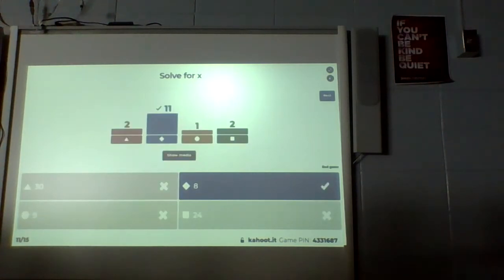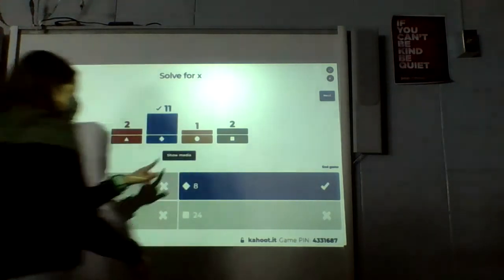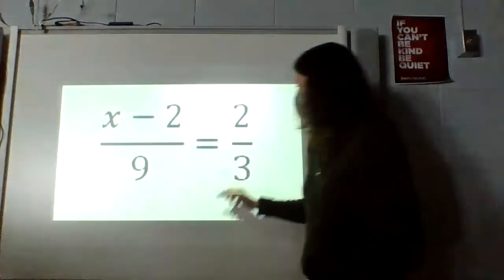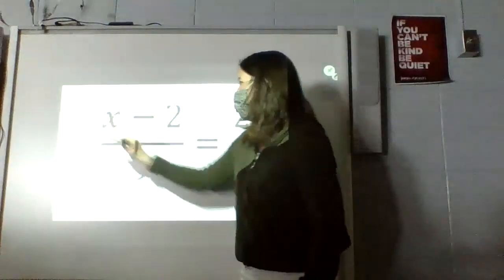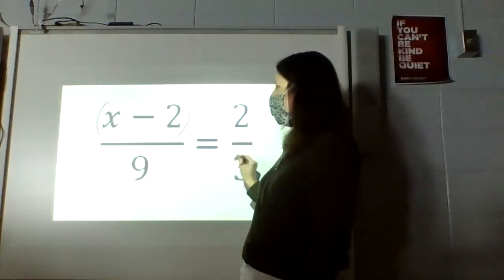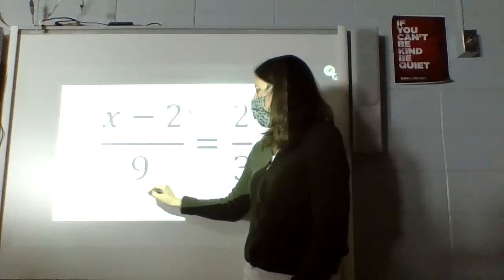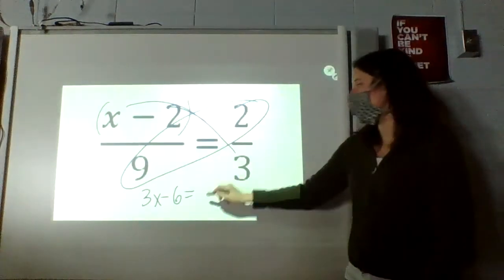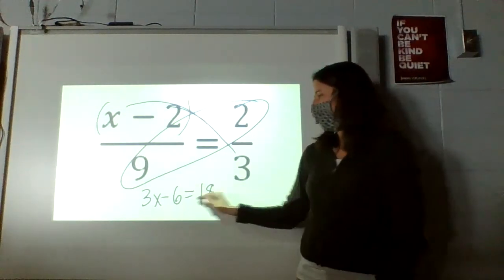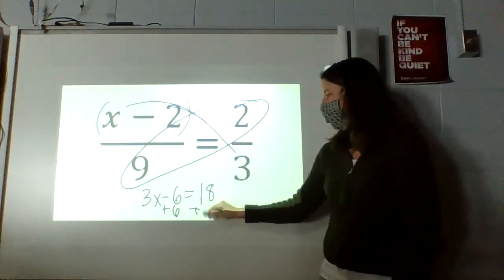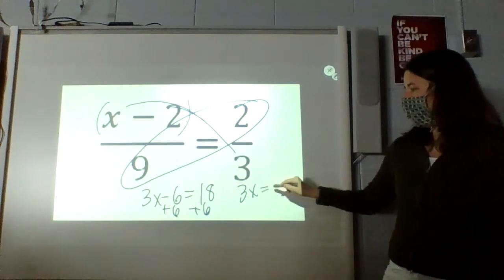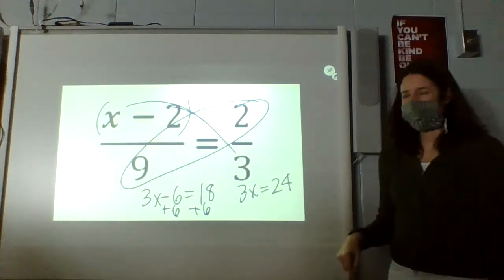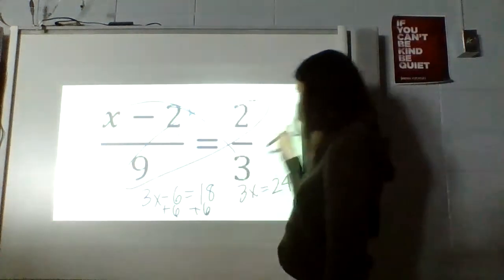All right, guys. Sorry, ran out of time if you didn't get in. So we cross multiply in this case. Remember, this is where we have to put parentheses in. So this 3 gets multiplied to both of those. So it'll be 3x minus 6. And then we multiply over here. This is 18. So we have to add 6. So we get 3x equals 24. And then x ends up being 8.